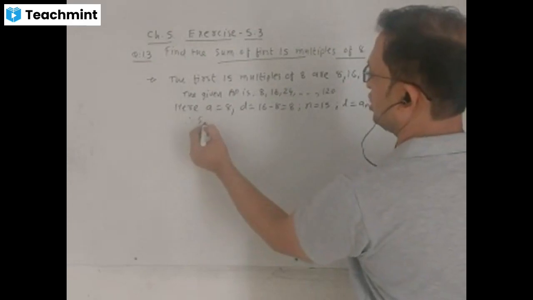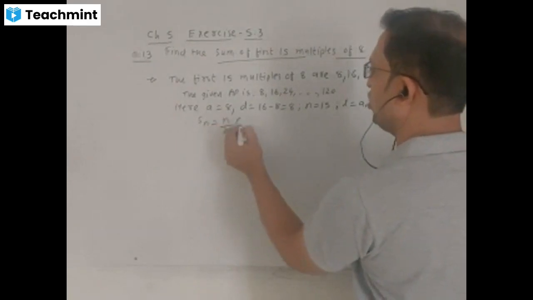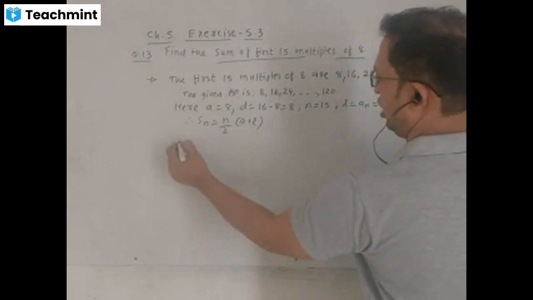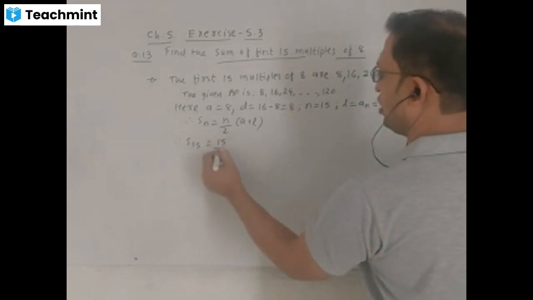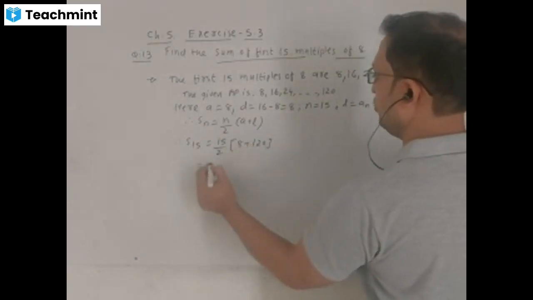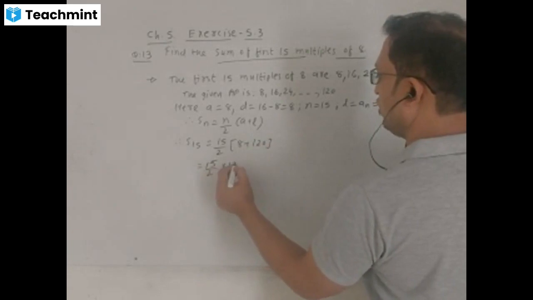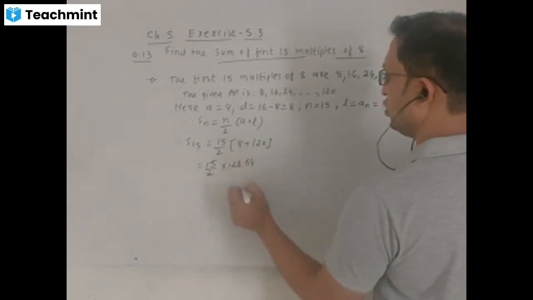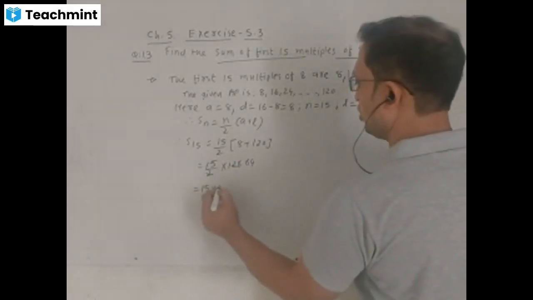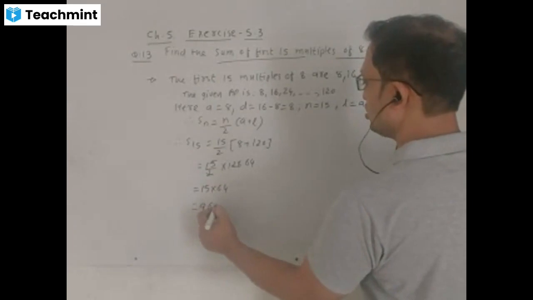Put this value in the SN formula. SN is equal to N by 2 into A plus L. Otherwise, SN is equal to N by 2 into 2A plus N minus 1 into D. Apply any formula because first and last term are given. At N is equal to 15 by 2, A is equal to 8 and last term is 120. 15 by 2 into 128. 128 by 2 is 64. And 15 into 64 is 960.